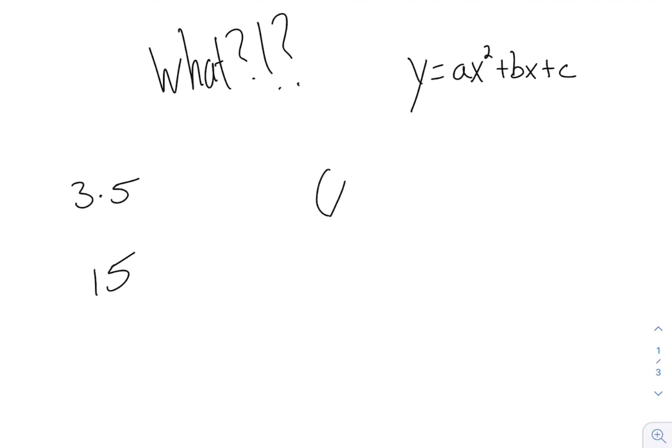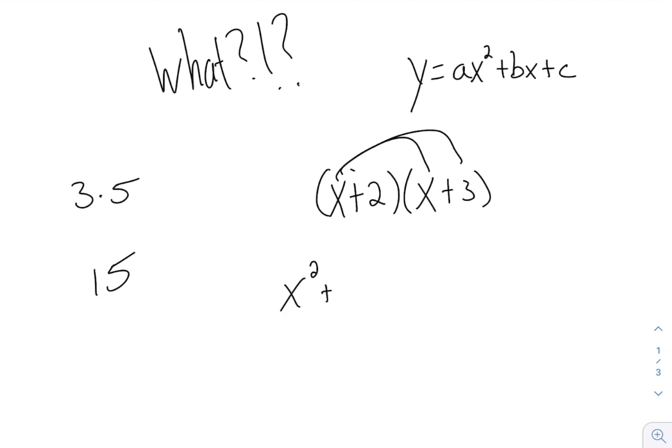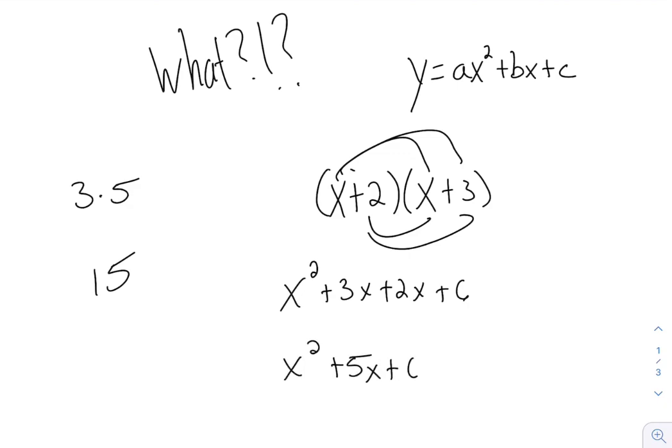Maybe you're comfortable with distributive multiplication, or sometimes people refer to this as foiling, when you're multiplying two binomials. You have two binomials, and you say, oh, x times x is x squared, x times 3 is 3x, 2 times x is 2x, and 2 times 3 is 6. And then you combine the middle terms because they're like terms, and you end up with this, okay?